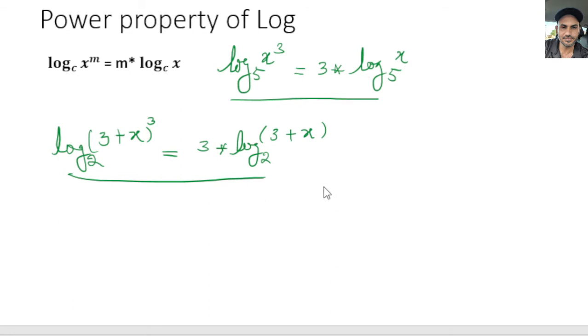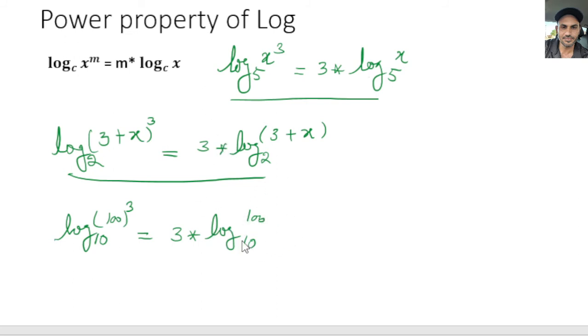Let me write a couple more examples here. We have log of 100 cubed with base 10, just an example. So I'm going to use the power property of log. This 3 will go to the front, 3 times log of 100 with base 10. And you can of course solve it further, but I'm just leaving it here. So yeah, just to demonstrate the power property of log.